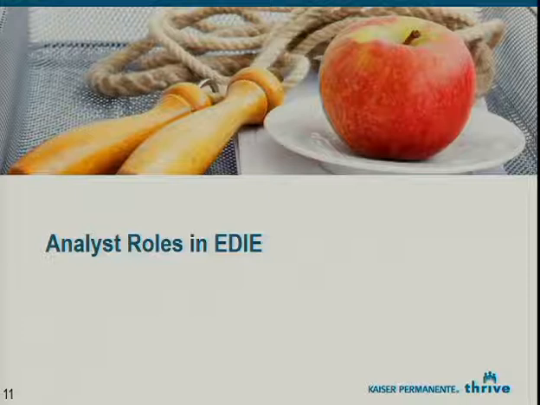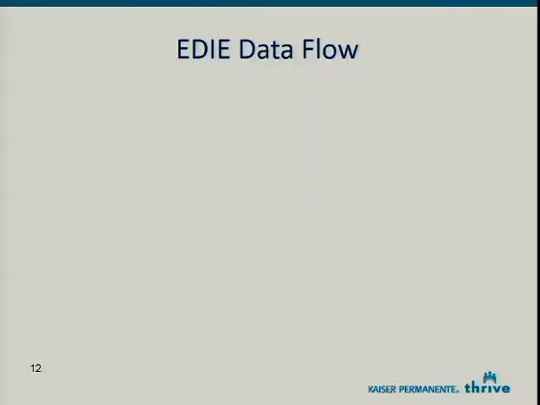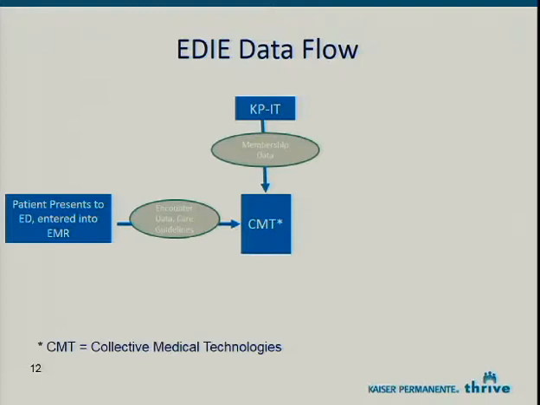So what we're going to talk about briefly is the EDIE system as a whole. The way the system works is the patient presents to the hospital's ED, and their information is entered into the EMR. There's an interface between the EMRs and the vendor called CMT that manages the EDIE system. Additionally, the health plans send membership data to the EDIE system. So we're joining the emergency department activity as it is taking place with the health plan core membership information.